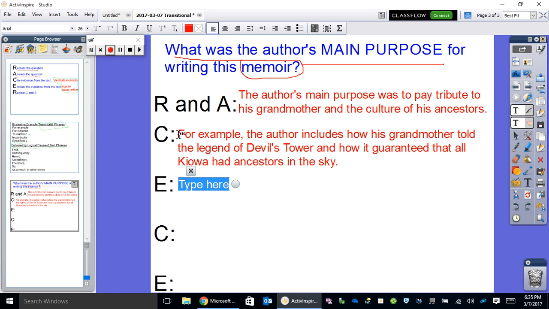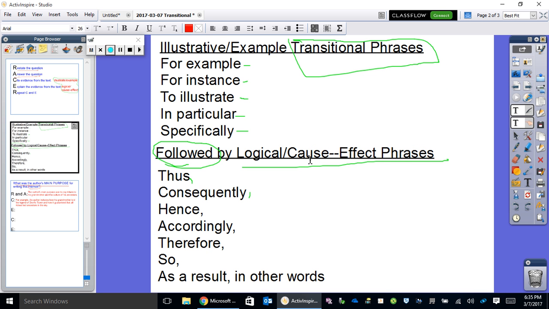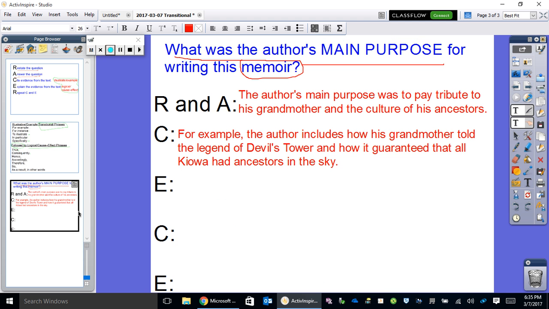Okay, well now we've cited evidence, we used for example, and now we're going to have to explain it. Well, why does this work? So we're going to go up to our logical cause-effect phrases, and I'm going to use therefore.